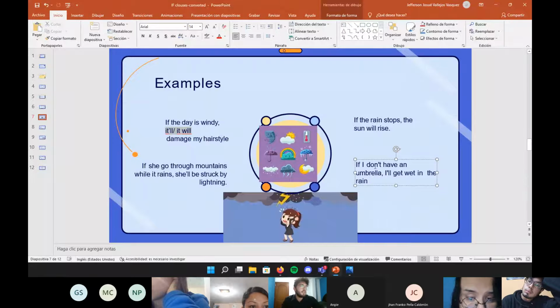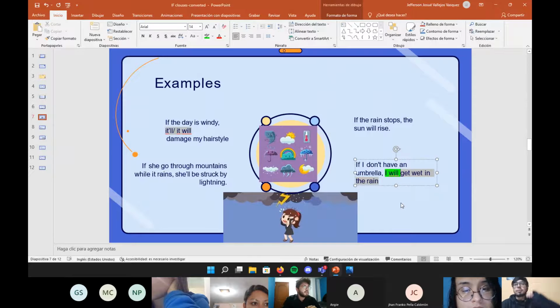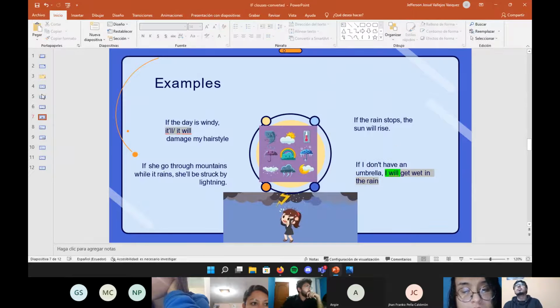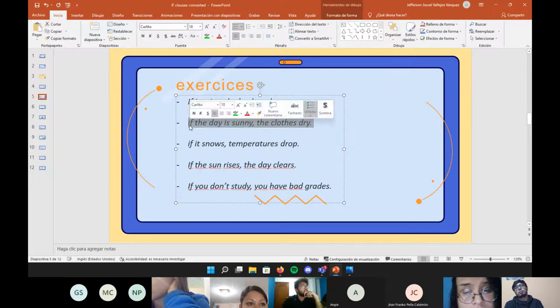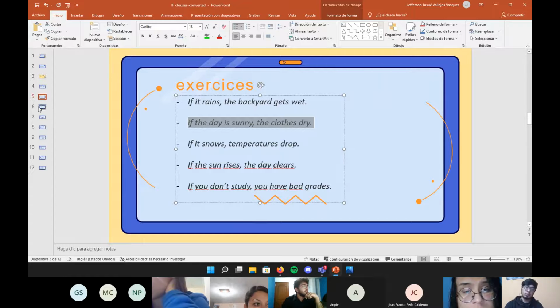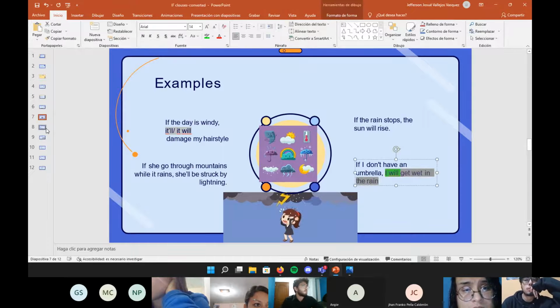If I don't have an umbrella, the second part is I'll get wet in the rain, or I will. This is the important part to recognize the first conditional. We have the word will. If we remember, in the first conditional we have the two sentences in present simple, and in this case, we have the consequence in future.